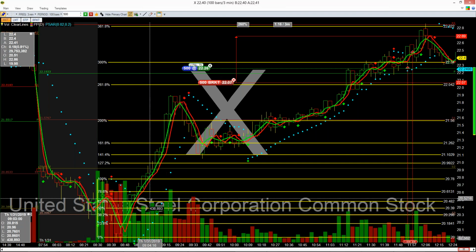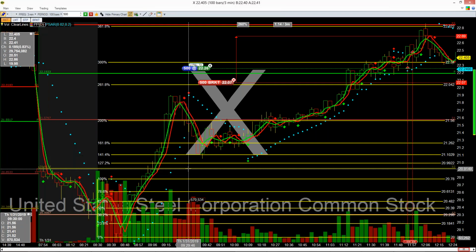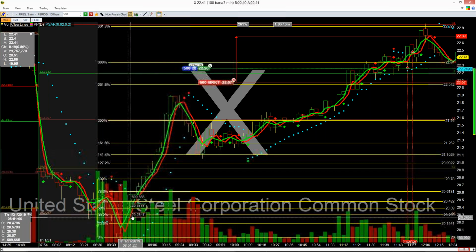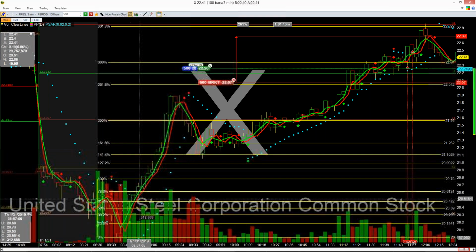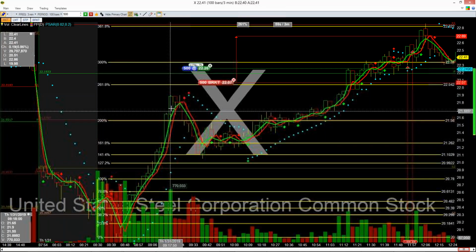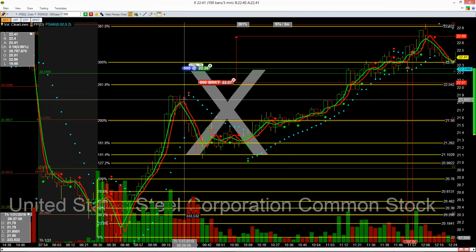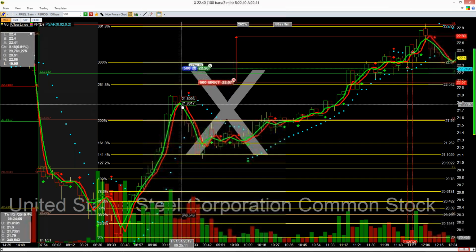So the next thing is, you've got to figure out where is this going, right? Because we never know. I mean, we can obviously watch our clear lines, and guess what? On the 3-minute, we didn't get a sell or reversal until up near 2180.